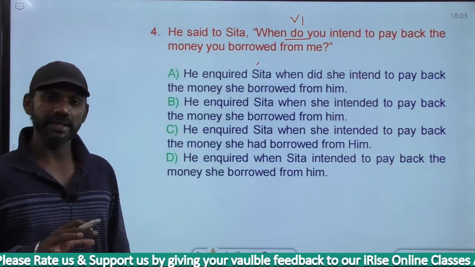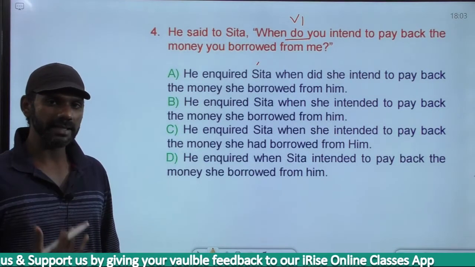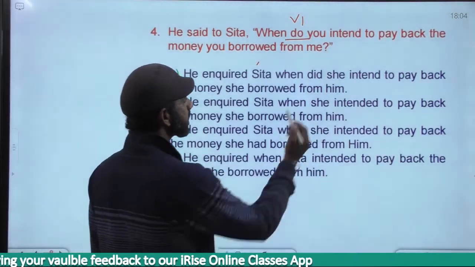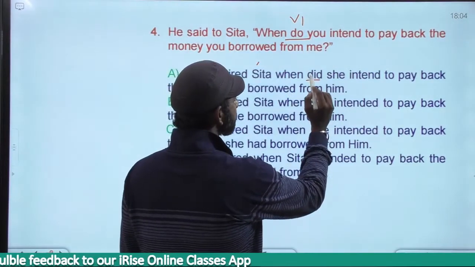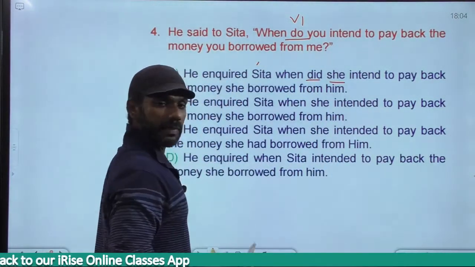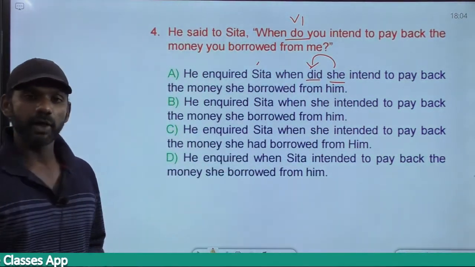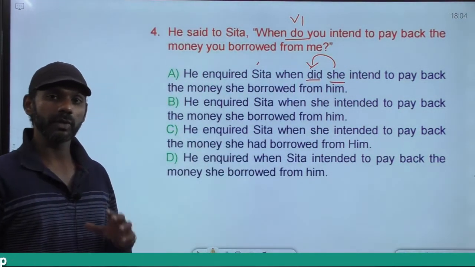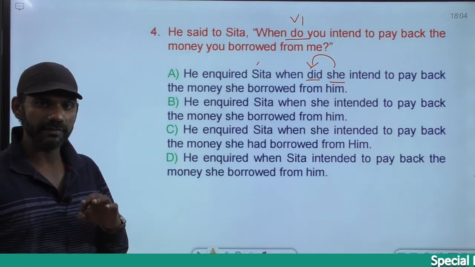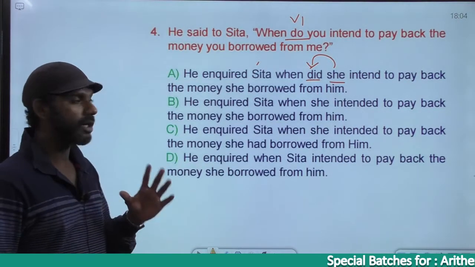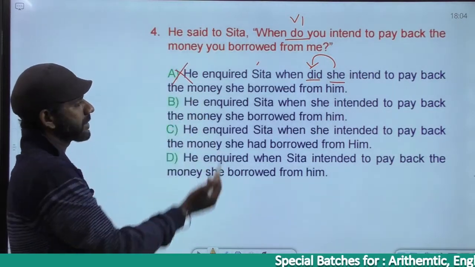A sentence in indirect speech is not an interrogative sentence. When did she intend? Did is the auxiliary verb. She is the pronoun here. The auxiliary verb is coming before the pronoun. The auxiliary verb can come before the pronoun only if it is an interrogative sentence. This is not an interrogative sentence. Indirect speech should not be interrogative. So anyway, option A is gone.